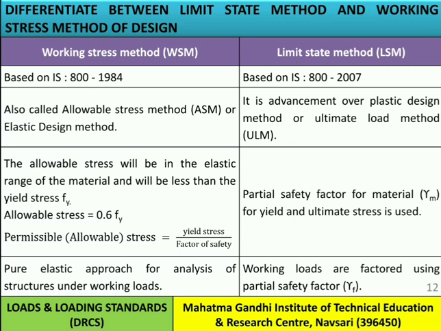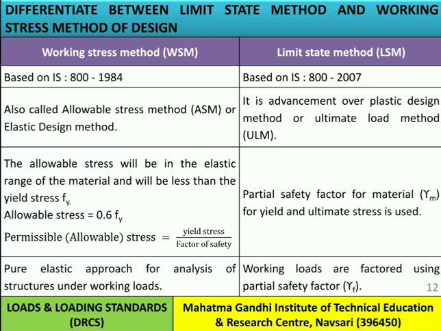Now, the working stress method is also called the allowable stress method, or we can say ASM, or elastic design method. While in case of limit state method, it is an advancement over the plastic design method, or we can say ultimate load method. Now, in case of working stress method, the allowable stress will be in the elastic range of the material and will be less than the yield stress, that is Fy. Now, allowable stress equals 0.6 Fy, while permissible stress equals yield stress divided by factor of safety.